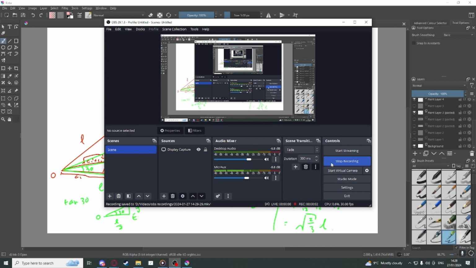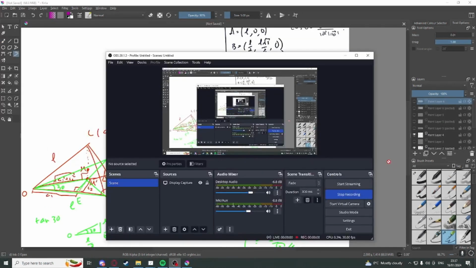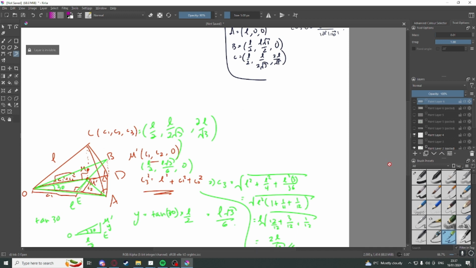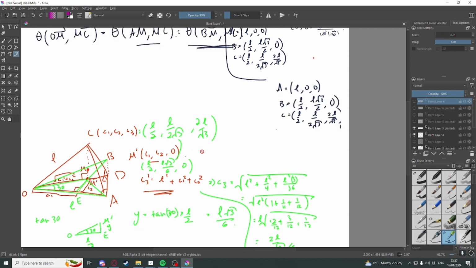Yeah, Maz, you are correct. The bond angle should be 109.5. So I should have made a mistake somewhere. Let's look for that mistake. Okay. Apparently I don't know my Pythagoras' theorem. Sorry.